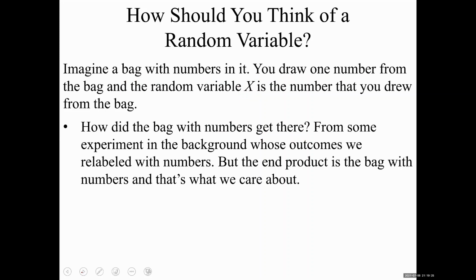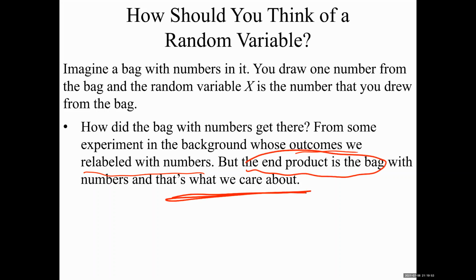Again, if you want to know where the bag of numbers comes from, yeah, there's more to the story. Basically, the idea is there's some experiment going on, like flipping a coin once or more than once, or drawing a card out of a deck, or playing roulette, or rolling a pair of dice, or whatever. There's some experiment whose outcomes we relabeled with numbers. We relabeled the outcomes with numbers because that's what I told you a random variable is. It's a way of relabeling all the outcomes of an experiment with numbers. But the end product is the bag, and that's what we care about. That's the most important thing. We end up with the bag of numbers, and we're going to draw once out of the bag.